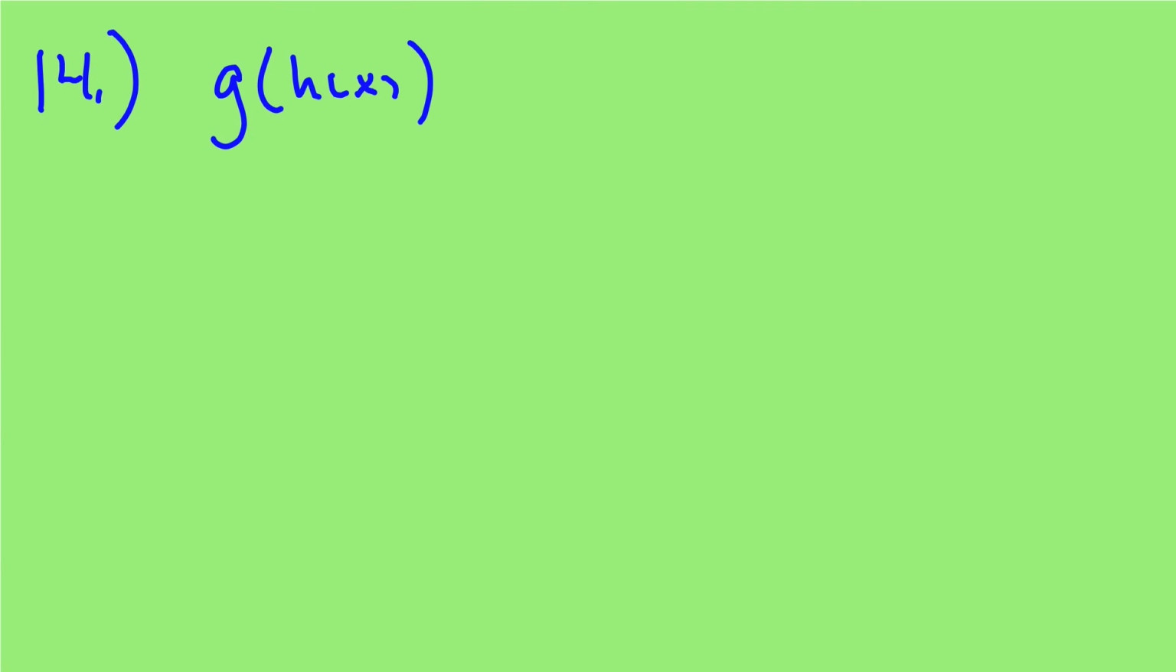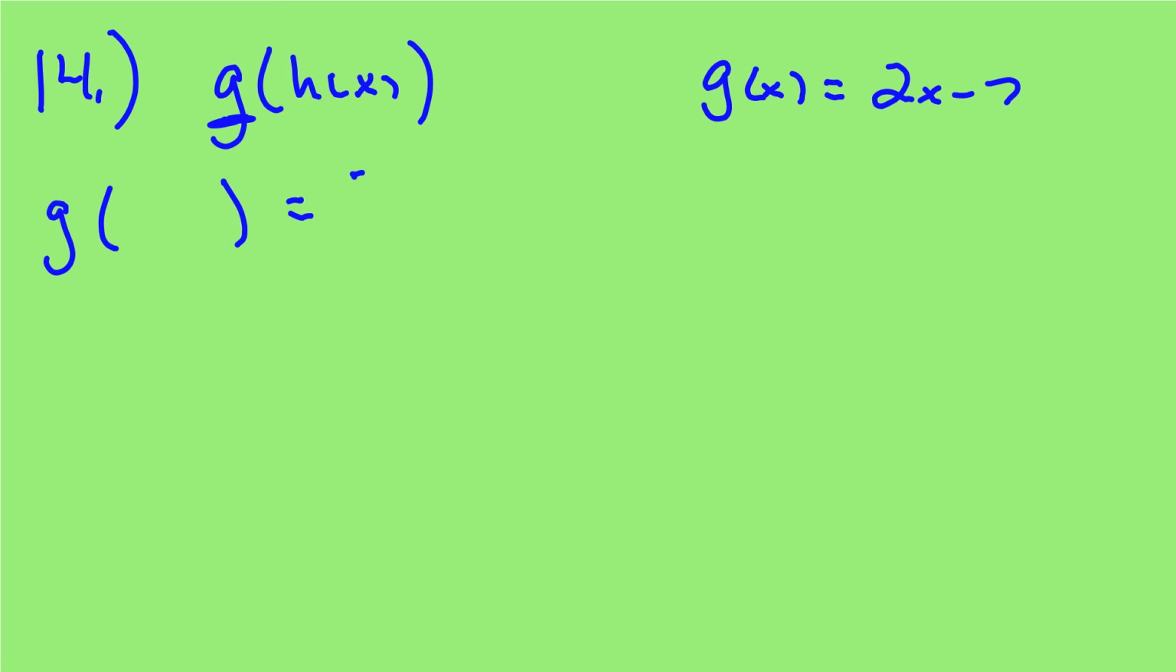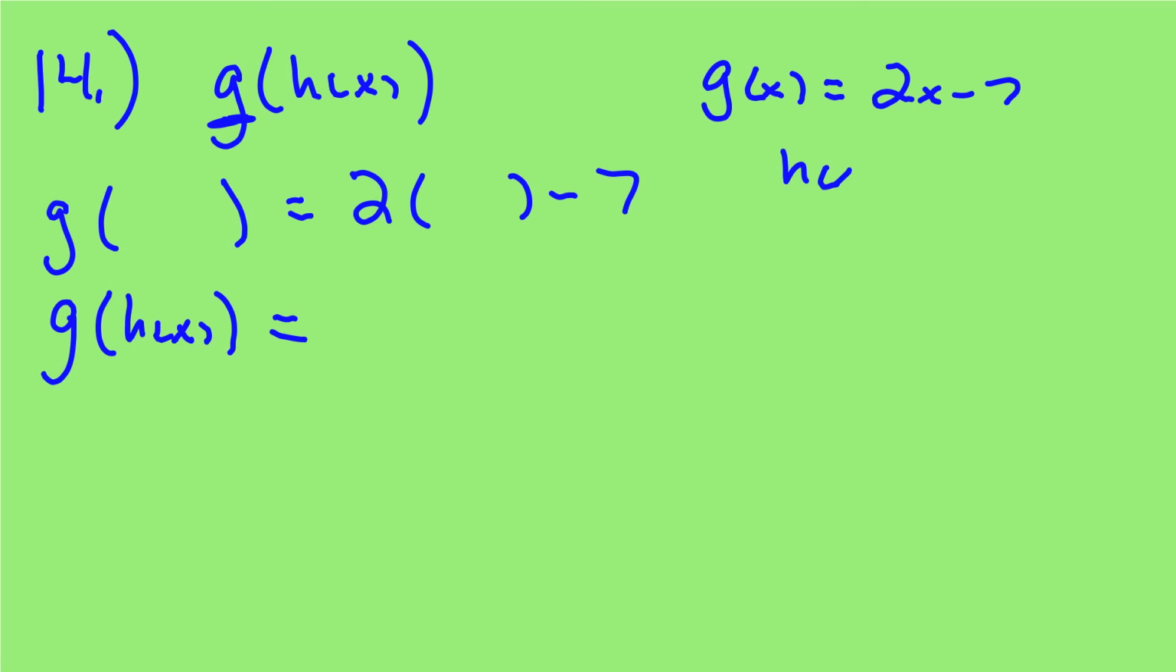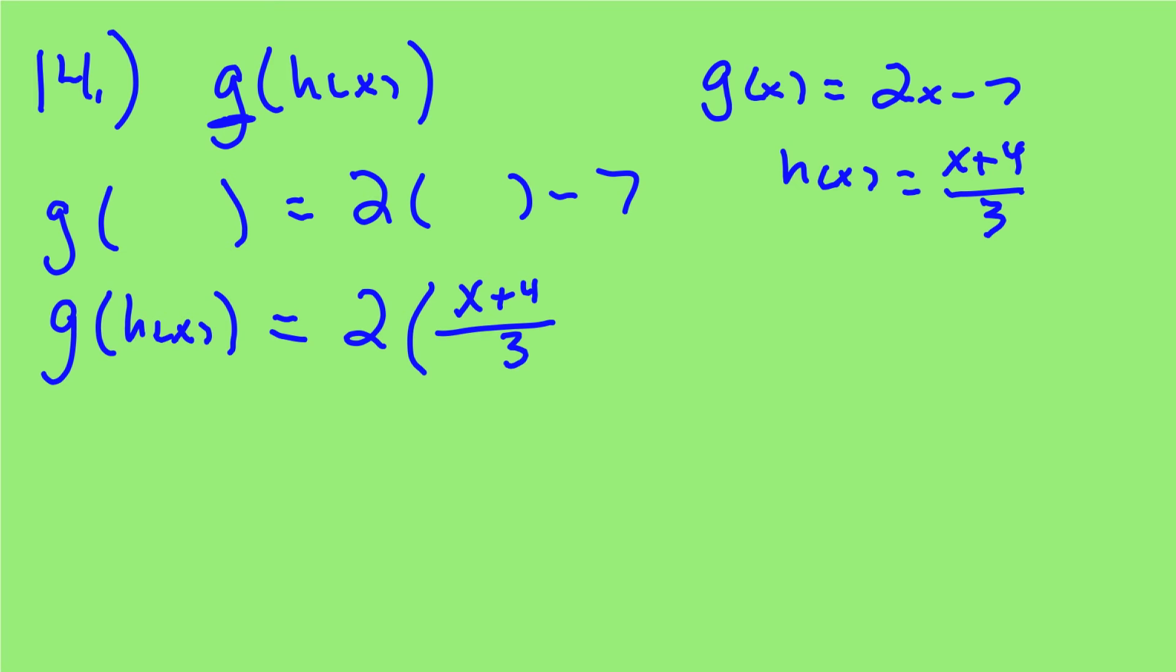So now I have g of h of x. So once again, I see g, so I put g a big blank space. And if g of x equals 2x minus 7, the first step is going to be 2 blank space minus 7. Now when I put in h of x, I need to know h of x equals x plus 4 all over 3. So I put in 2, and then I put x plus 4 all over 3 minus 7. So in this step, I'm going to do a couple things.